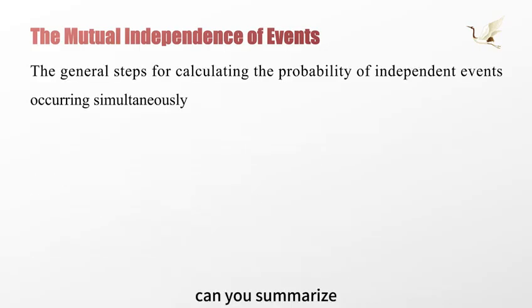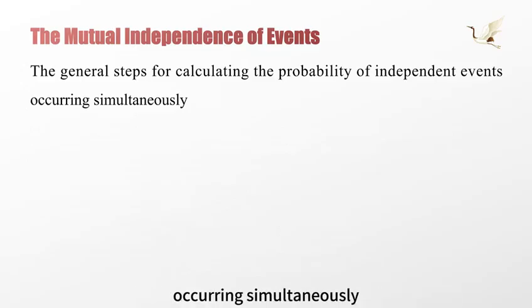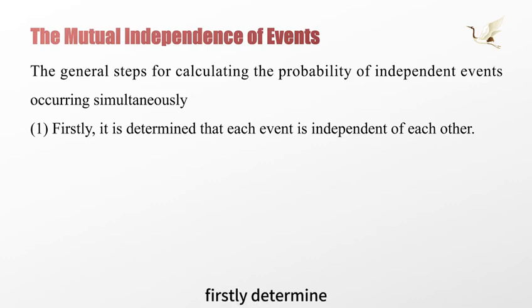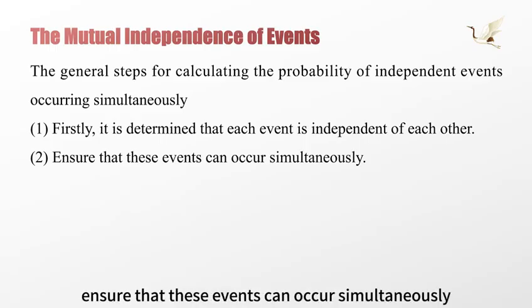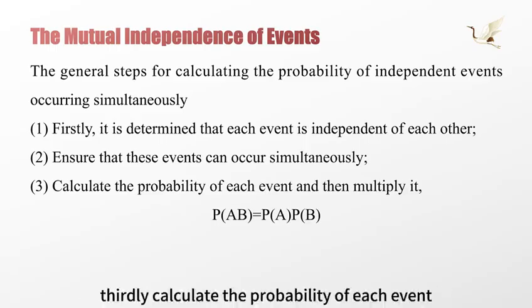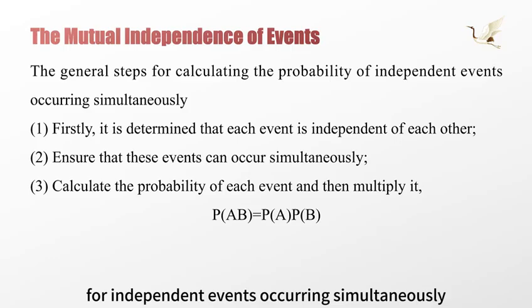Can you summarize the general steps for calculating the probability of independent events occurring simultaneously through the study of question 6? Firstly, determine whether each event is independent of each other. Secondly, ensure that these events can occur simultaneously. Thirdly, calculate the probability of each event and then integrate them using the probability formula for independent events occurring simultaneously.